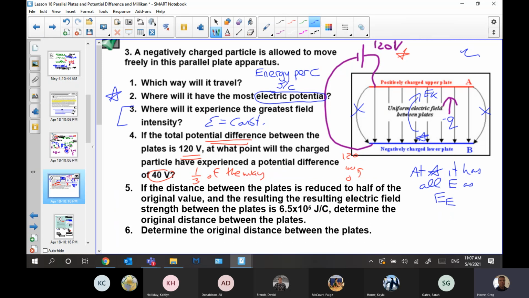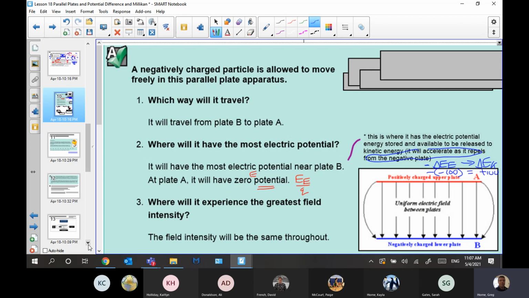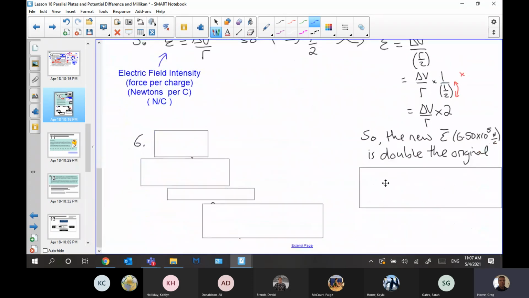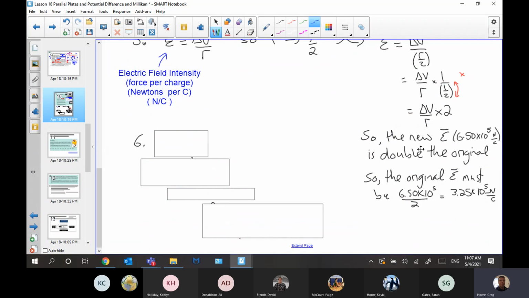Anyways, so that led to this conclusion down here, where the original one must have been half of that, right? Because the new one's double the original one. So I took half of it and said, okay, so the original one must have been 3.25 times 10 to the 5.